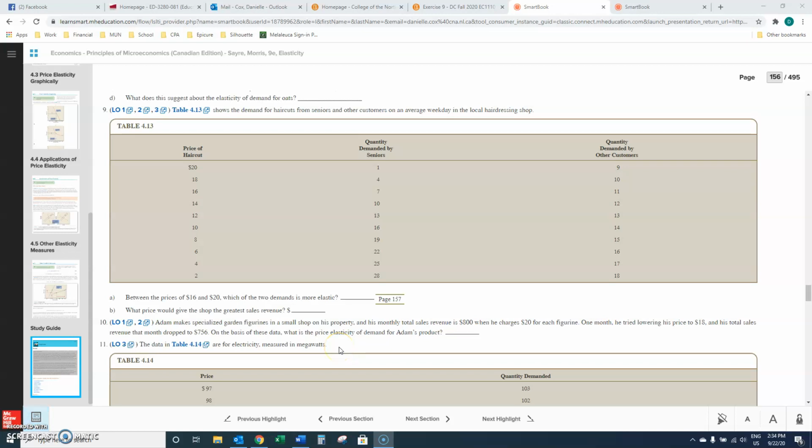Hi guys, just wanted to pop on real quick. Exercise 9 in chapter 4.